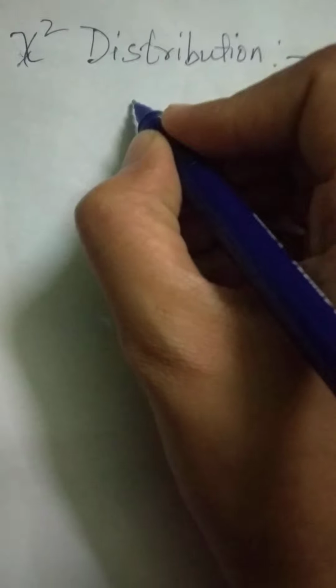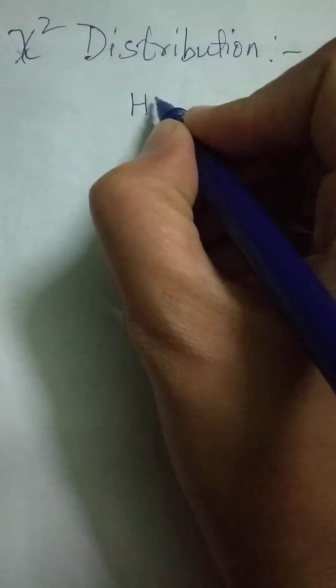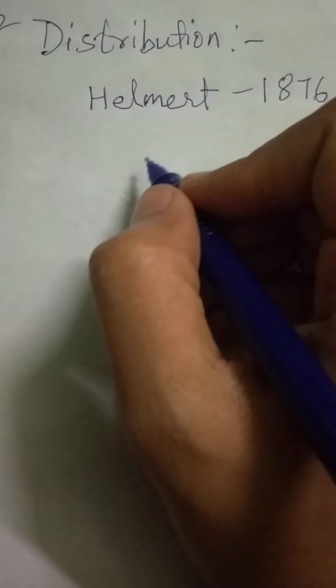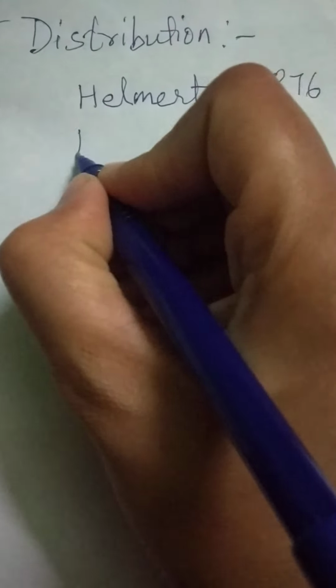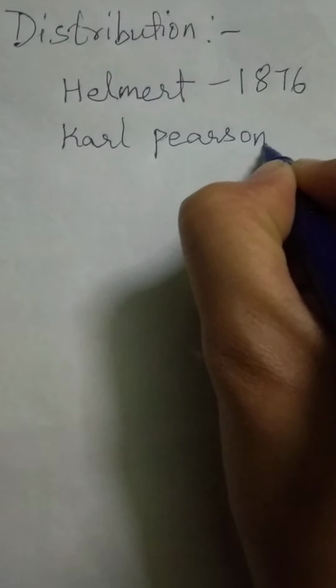Hello students, today I am going to discuss the topic chi-square distribution, its properties and applications. The chi-square distribution was developed by Helmert, H-E-L-M-E-R-T, in 1876, and later it was independently developed by Karl Pearson, K-A-R-L, P-E-A-R-S-O-N, in 1900.